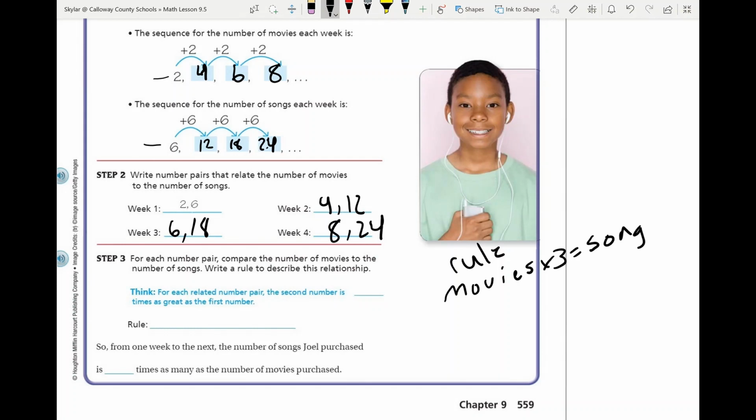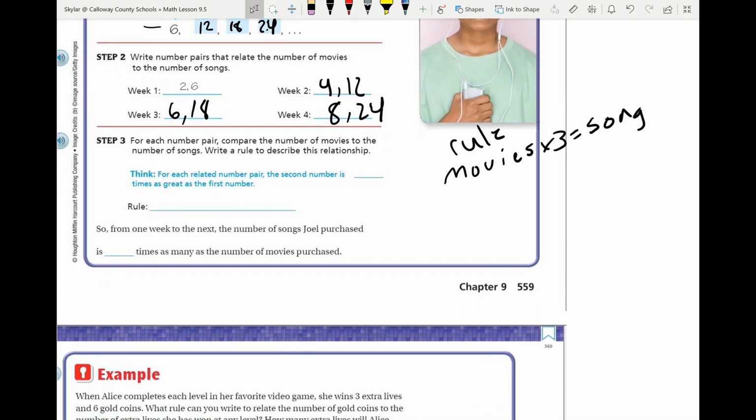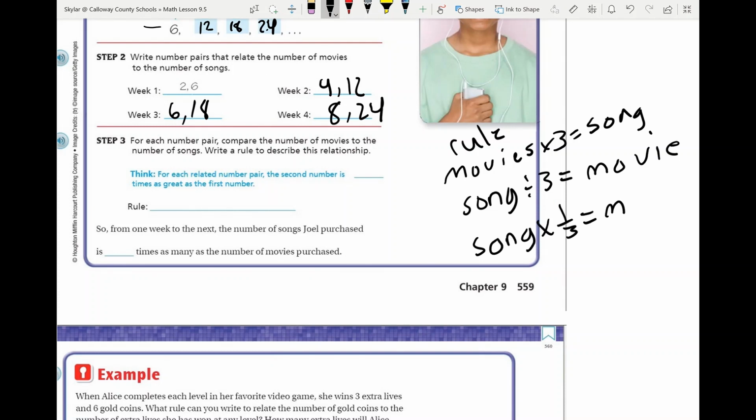But the way that we explain this, we have to be very careful. If we look at the top, it says, how does the number of songs purchased compare to the number of movies? So, let's see how the songs compare to the movies. Well, if you have to multiply movies times 3 to get songs, you can do songs divided by 3 equals movies. And if you wanted to get really crazy, we can say what we would have to multiply our songs by. So we'd change the sign, flip the second number. You could also say songs times 1/3 equals movies.